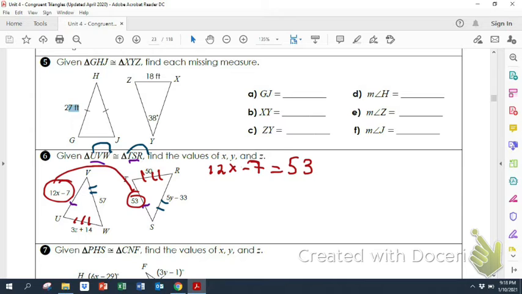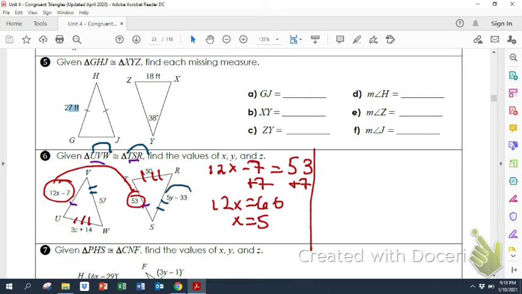So now we're just going to solve. We're going to add 7 to either side. And then we have 12x is equal to 60. Then we divide, and we know that x is equal to 5. So that was easy enough to find that one. Now let's look at y. What does y equal?